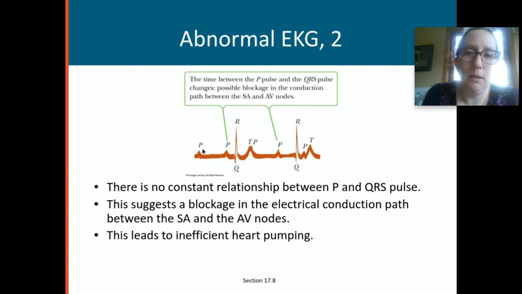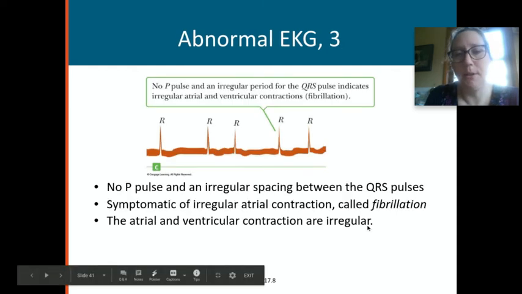If you notice here, we have extra P waves. So something is happening here and we're not getting that conduction through to the bottom of the heart. It can be a problem, but it can just kind of be normal for people too.